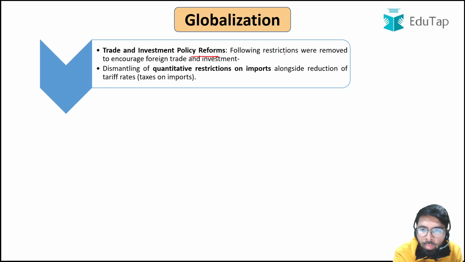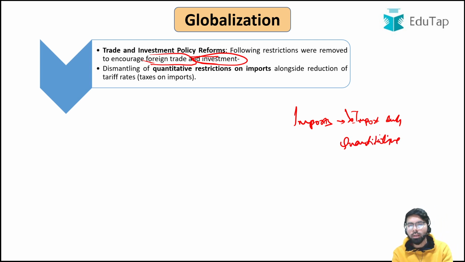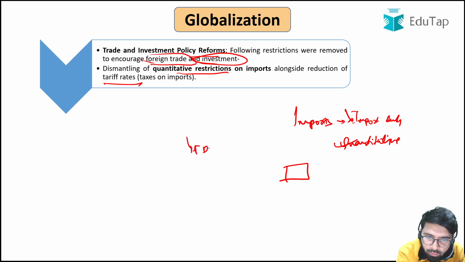The following restrictions were removed to encourage foreign trade and investment. See, we saw that imports were restricted. They were not allowed within the economy, as the import duty was high. Import duty was high, and there was also a quantitative restriction, that is, foreign players could not import to India beyond a certain limit. This is the quantitative restriction. So we dismantled the quantitative restrictions on imports alongside a reduction of the tariff rates, and apart from that, we allowed foreign direct investment and FPI to a larger extent.